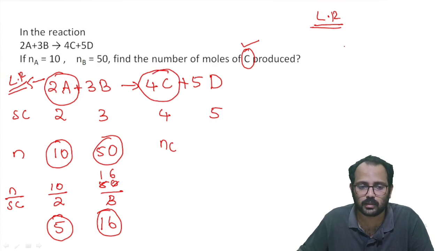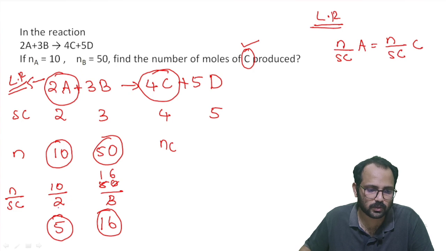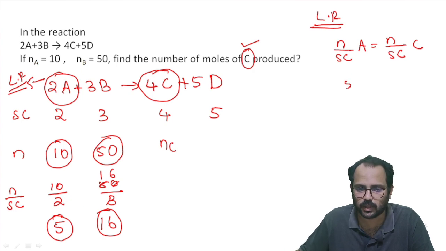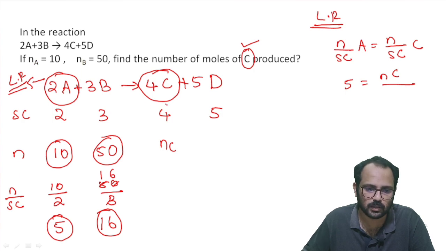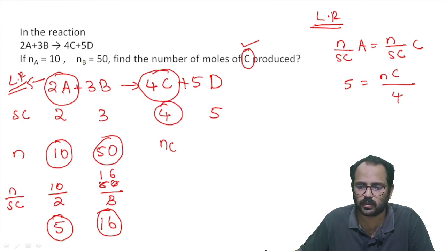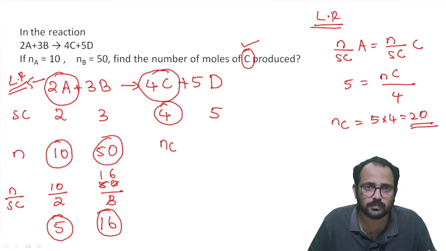So how will we be applying that? Number of moles by stoichiometric coefficient of A is equal to number of moles by stoichiometric coefficient of C. Number of moles by stoichiometric coefficient of A we have found out already as 5. The number of moles of C by stoichiometric coefficient, which is 4. So number of moles of C I got how much? 5 into 4. That is it. I got the answer. The game is over. That is what you have to do.